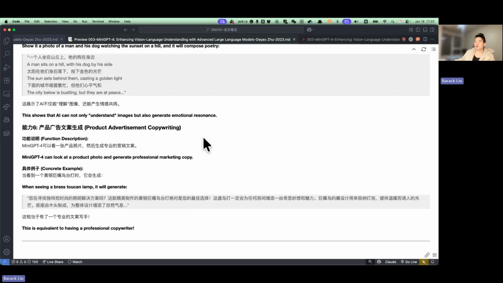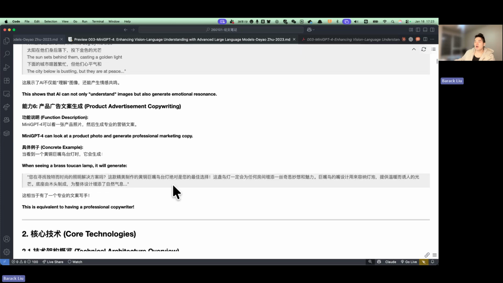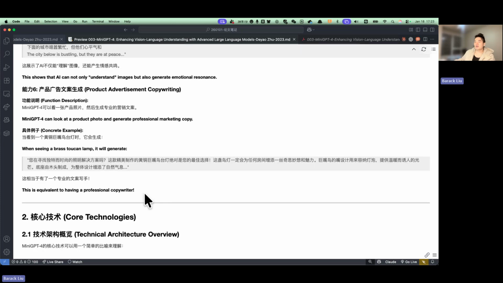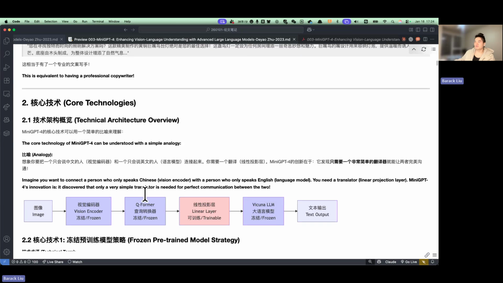Ability 6. Product advertisement copywriting. Mini GPT-4 can look at a product photo and generate professional marketing copy. This is equivalent to having a professional copywriter.